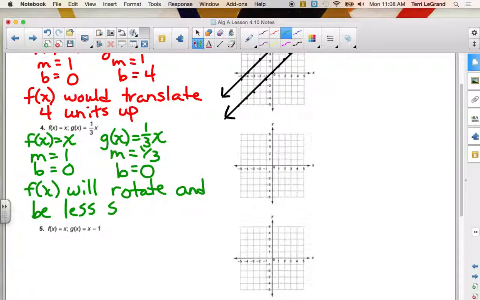Why are you deciding it would be less steep, Cameron? Because 1/3 is less than 1. Because 1/3 is less than 1, so Cameron's predicting that the line should be less steep when we graph it. It should be flatter, in other words, than the parent function. So go ahead and graph both of those. You're getting really good at this.